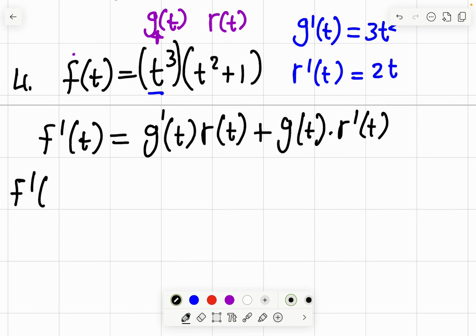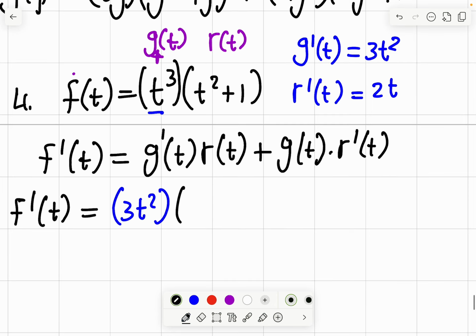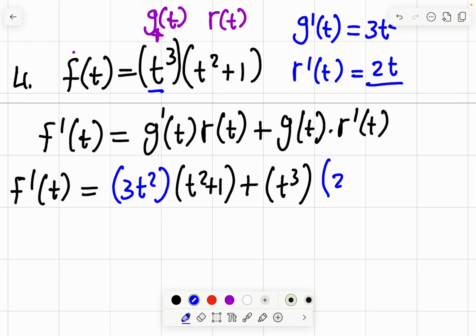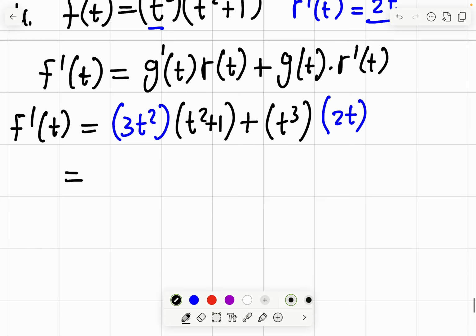We have f prime of t is going to be, let's substitute g prime of t. G prime of t is going to be what? 3t squared. Therefore, we keep the second one, which is r of t, which is t squared plus 1. Then we say plus. We keep the first one, which is t cubed. Then we derive the r of t, which is the second one, which is 2t. If you want, you can simplify that thing completely.